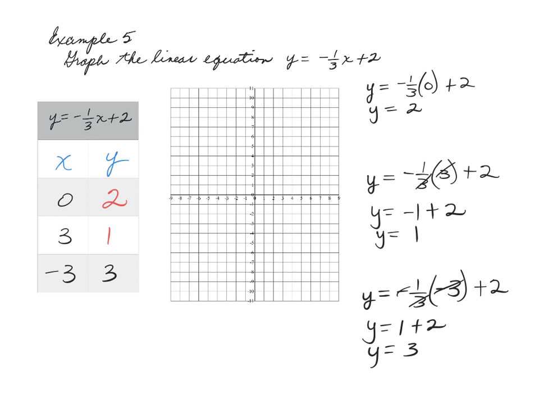I don't want to put it that color. All right, so we can plot these points, 0 and 2. That is 0 in the x and 2 in the y. It's right here. 3 in the x and 1 in the y is right here. Negative 3 in the x and 3 in the y goes here. And when we connect the dots, we get this line as it appears here.